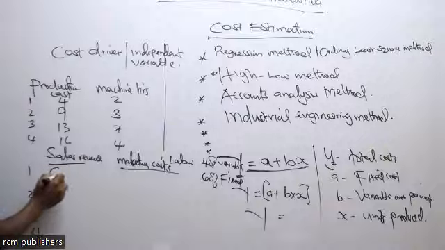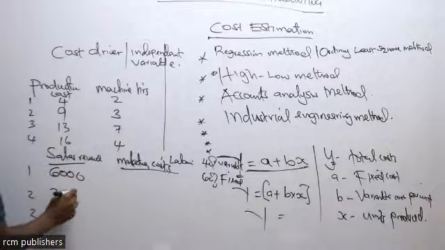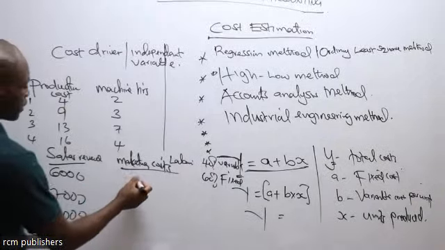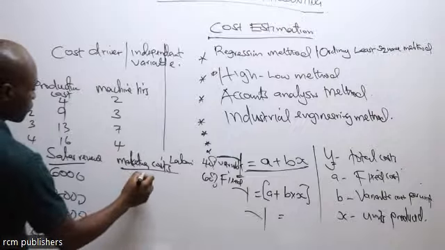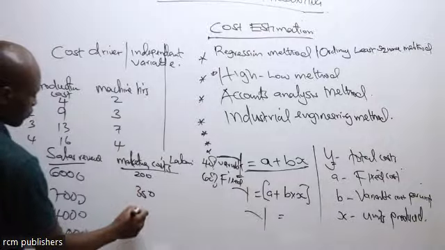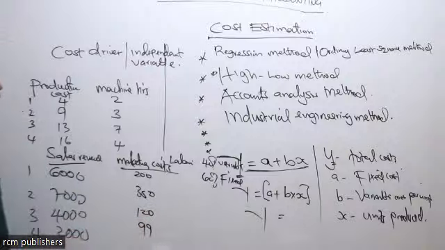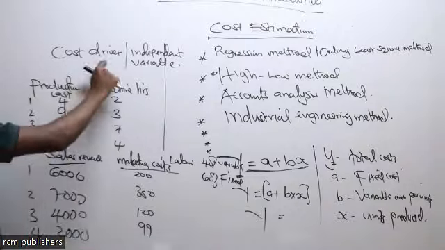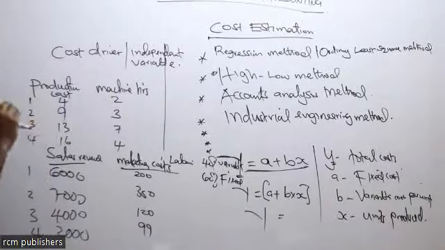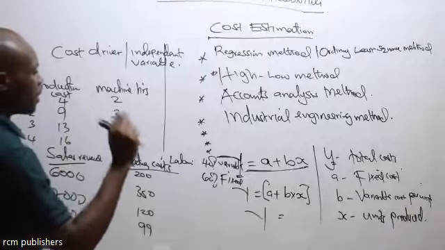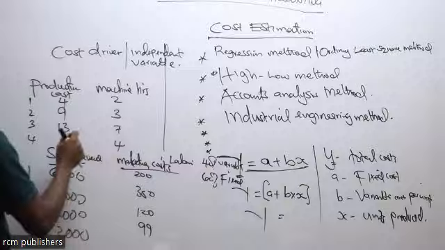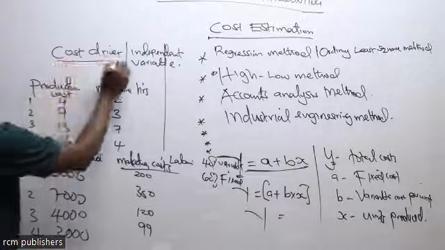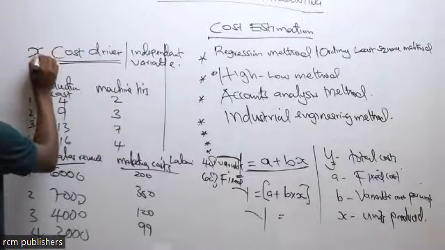Then we have here, let's say 6,000, 7,000, 4,000, something of this kind. The marketing cost, you are given something of that kind. So remember here, they have not told us the cost driver. They have not given us the value of X. It is upon you to know the value of X, or the column that will represent X and the column that is going to represent Y. So that one we are going to discuss to know the cost driver. So this cost driver is the X.